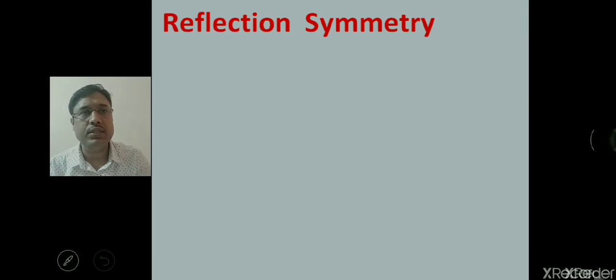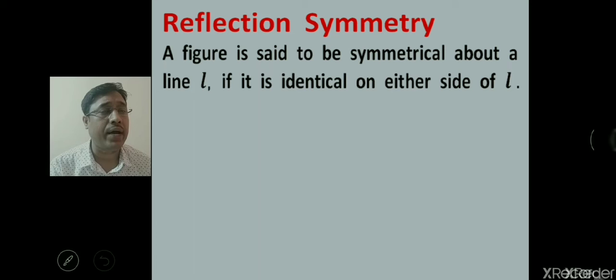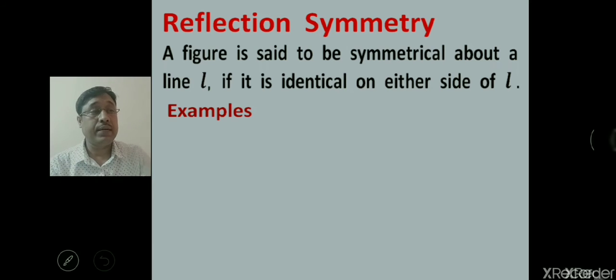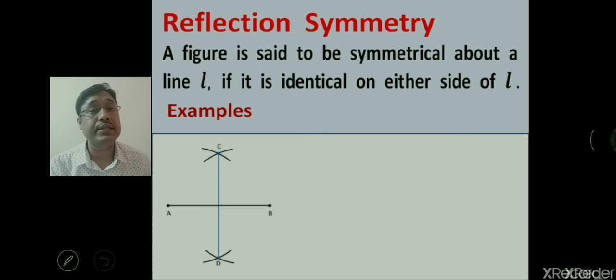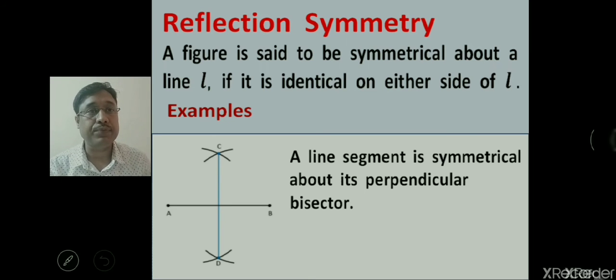We have to understand what reflection symmetry is. A figure is said to be symmetrical about a line L if it is identical on either side of the line L, meaning on both sides it is similar. For example, you can see that a line segment AB is bisected by the line segment DC. So DC is the line of symmetry which bisects AB into two identical parts. We can say that a line segment is symmetrical about its perpendicular bisector.